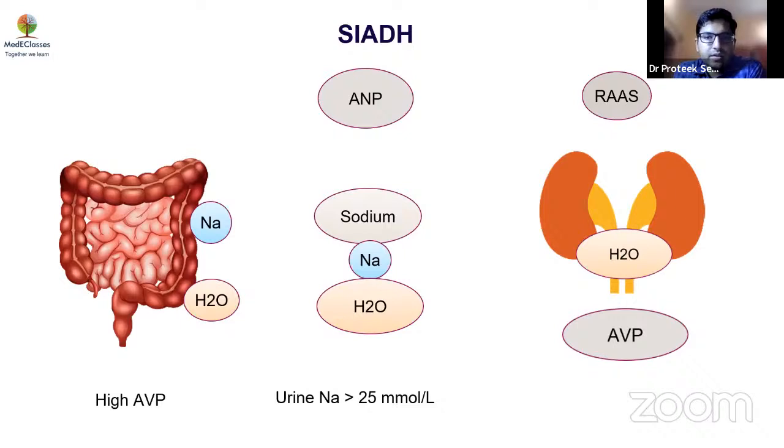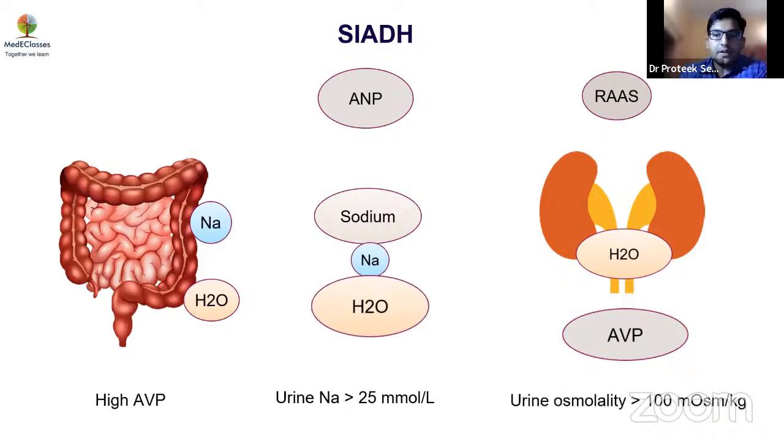Now understand, because there is normovolemia, urinary sodium is not affected because aldosterone is not released so high. And again, because of normo or even hypervolemia, ANP is released, which increases urinary sodium to more than 25. And again, urinary osmolality is adequately increased at more than 100.